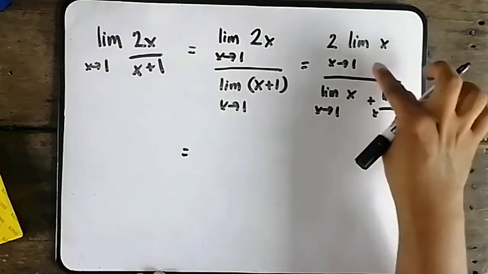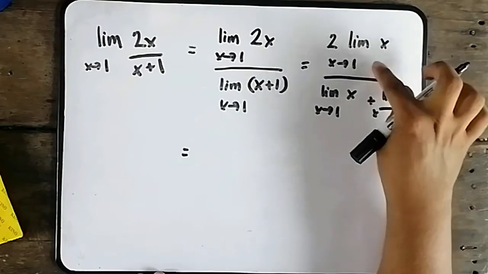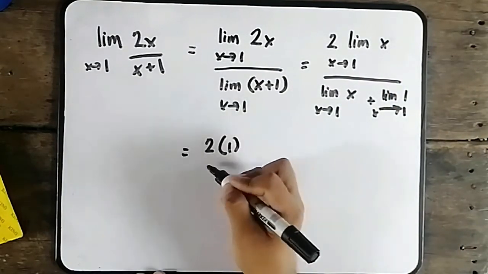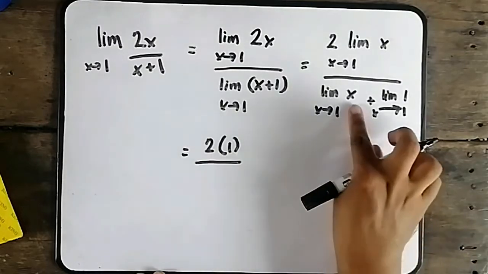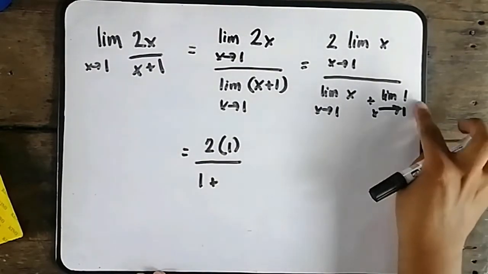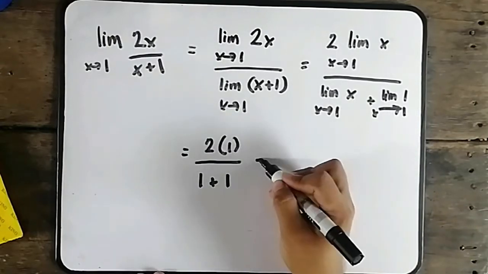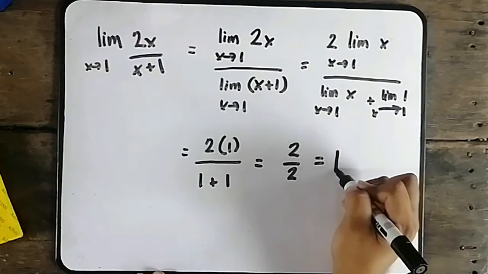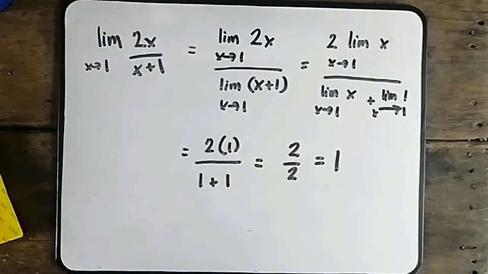So anong limit na to? 2 times the limit of x as x approaches 1 is 1. So that's 2 times 1. Divided by the limit of x as x approaches 1 is 1. Plus the limit of the constant 1 is equal to 1. So we have 2 over 2, or that is equal to 1.